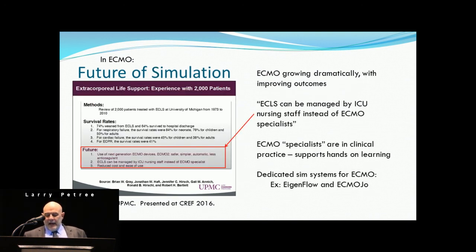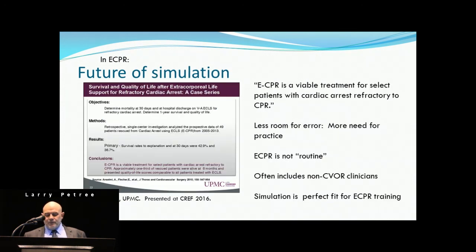If we look at ECLS, one of the conclusions that Bob came to was that ECLS can be managed by ICU nursing staff instead of ECMO specialists. Where are they going to get this training? How are they going to get good at this? Again, this is where I think simulation could have a wonderful application.